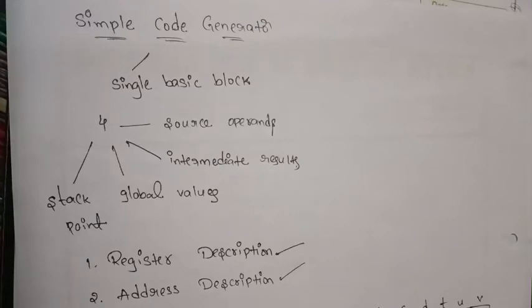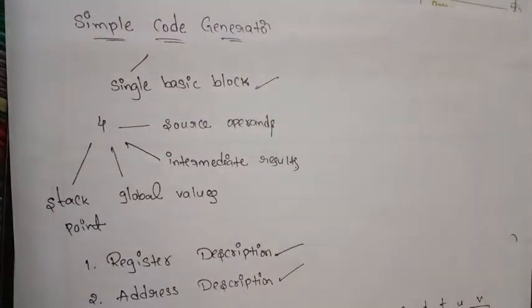Hi guys, today I'm going to talk about the simple code generator. As the name says, it is very simple. We just need to generate simple code for a single basic block. Single basic block means the set of statements they give, and for that we are going to generate an algorithm.